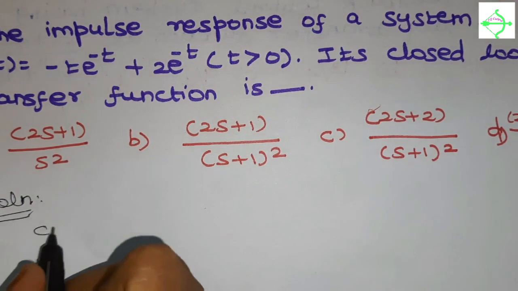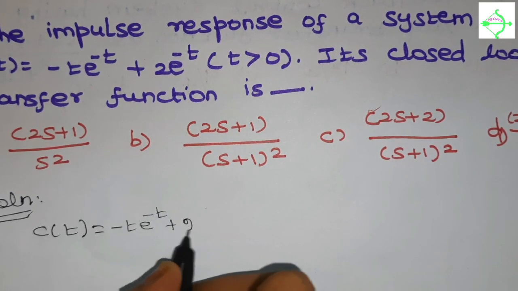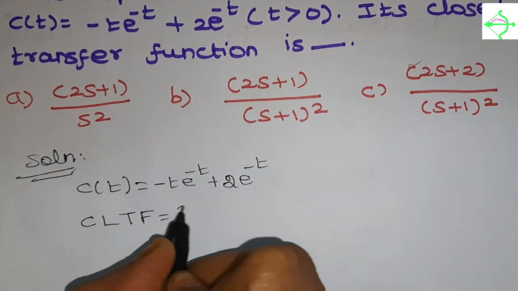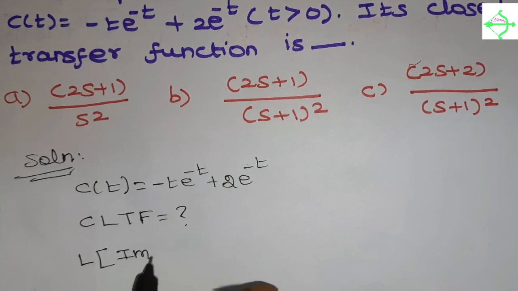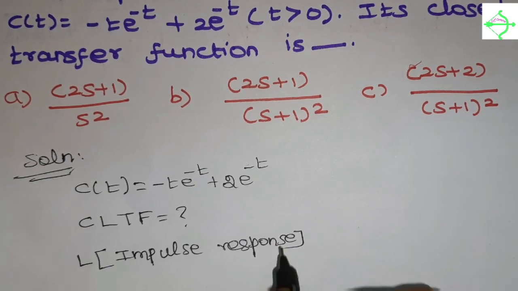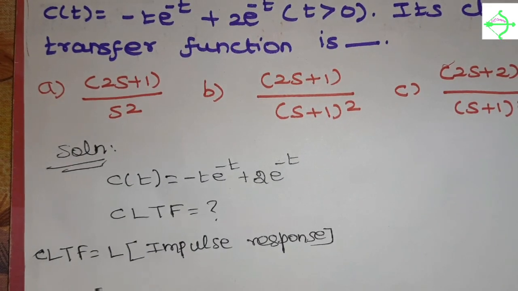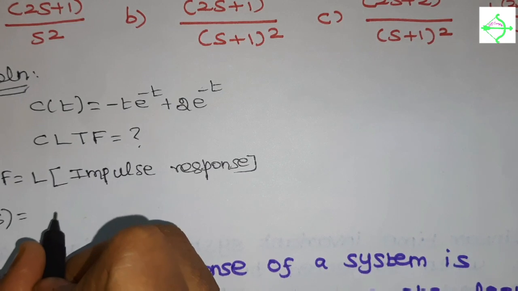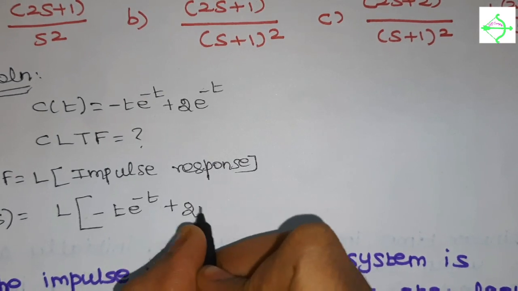c(t) is given as c(t) = -t e^(-t) + 2 e^(-t). We are going to find out the closed loop transfer function of the given system. The Laplace transform of the impulse response will give the closed loop transfer function. Laplace transform of impulse response is equal to closed loop transfer function. Laplace transform of c(t) will give C(s), the Laplace transform of the given function -t e^(-t) + 2 e^(-t).